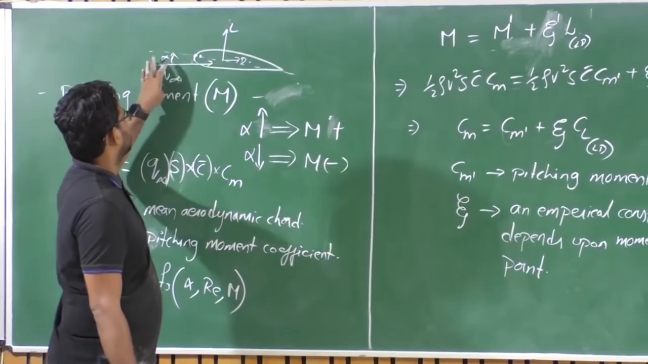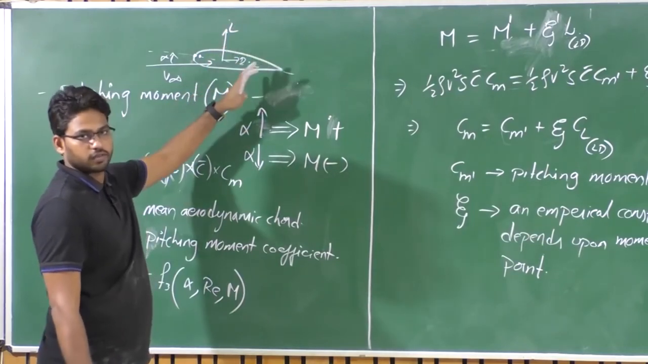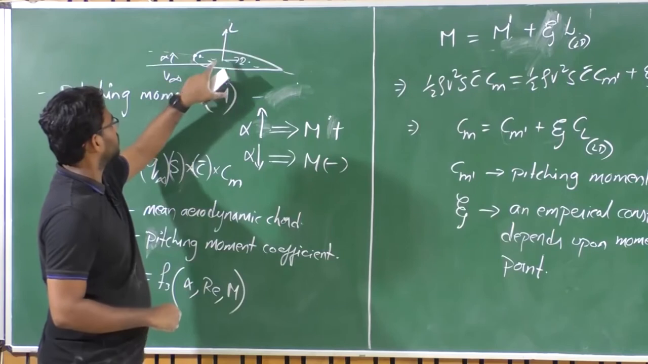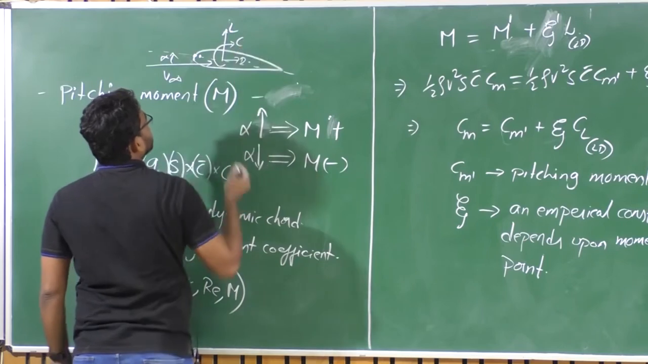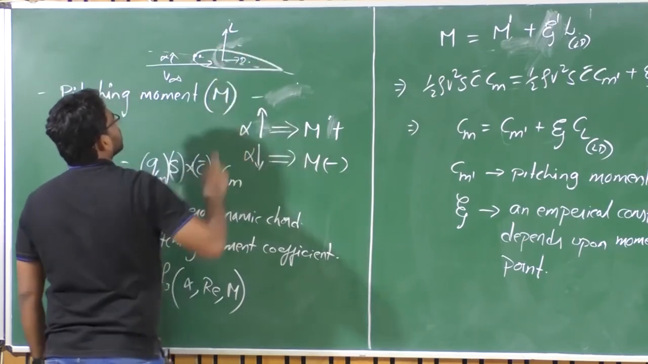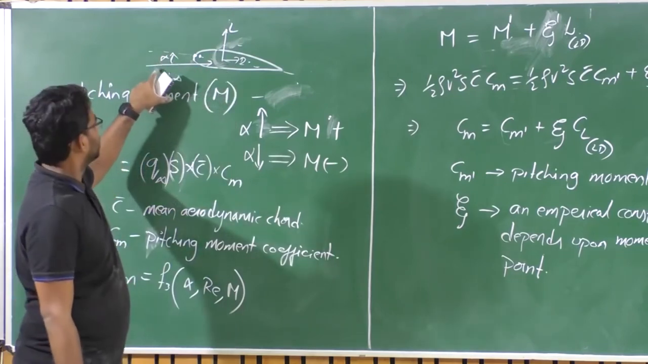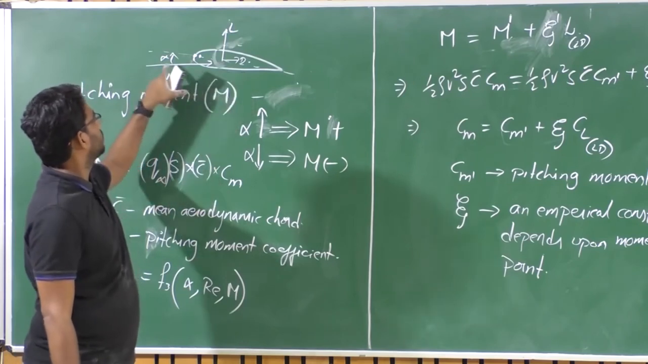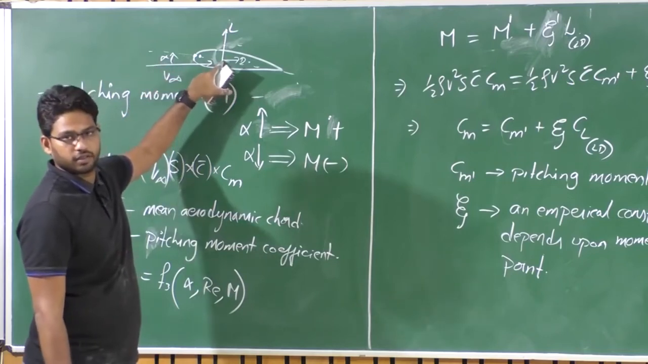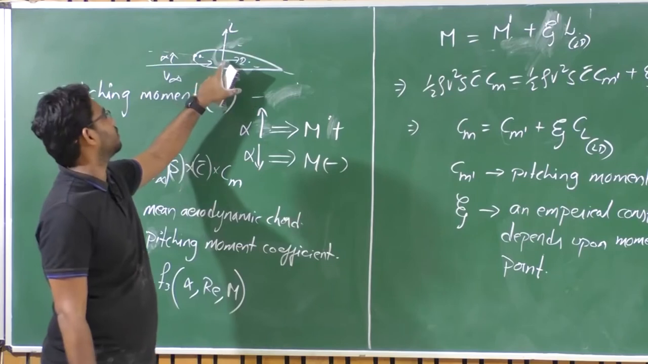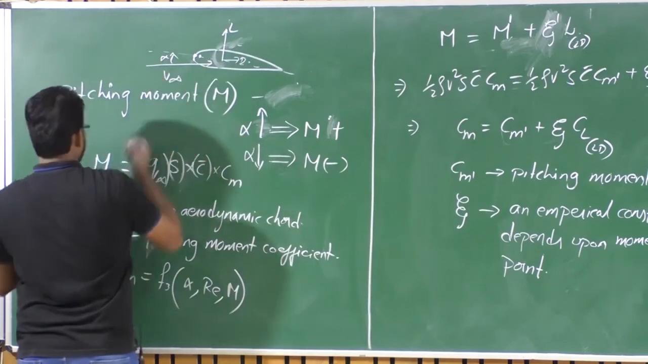When there is a certain angle of attack, there is some lift already acting on this, as well as drag. Okay, let's not do that for the time being. So when you change this angle of attack, let's say the angle of attack change is positive, and there will be an incremental lift acting here. This incremental lift will try to produce a pitch down moment. So this is negative. Why? Because there will be an increase in angle of attack here.